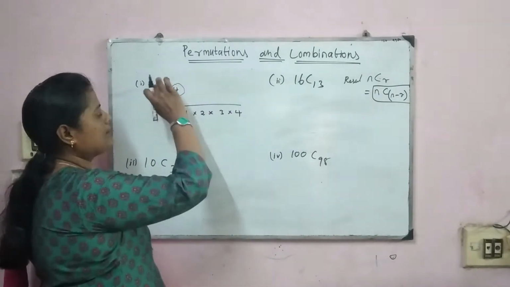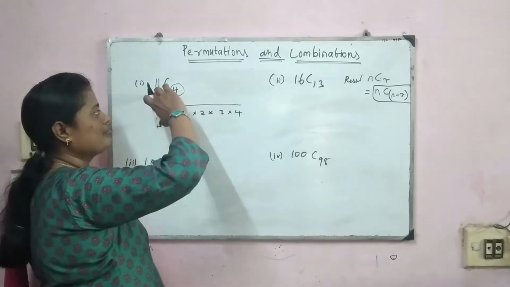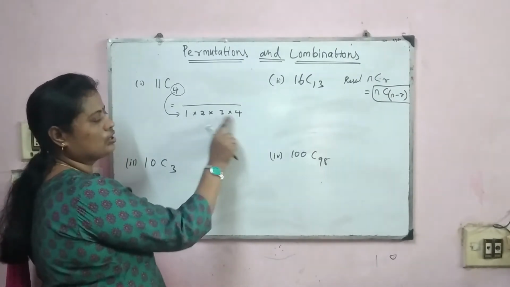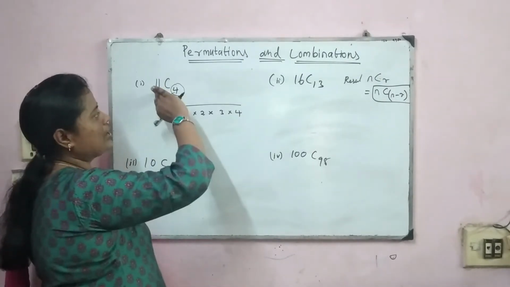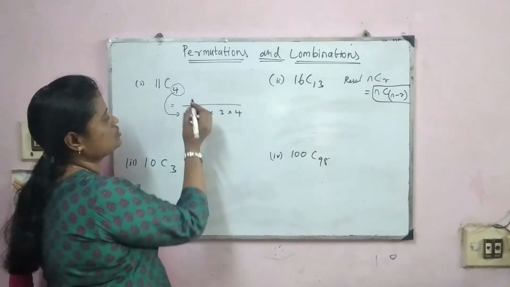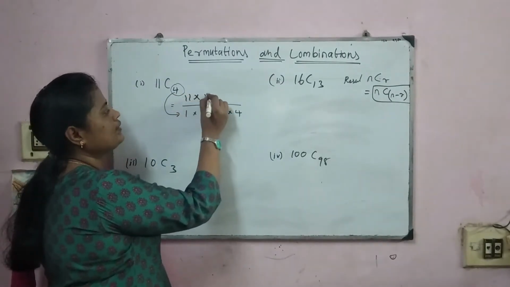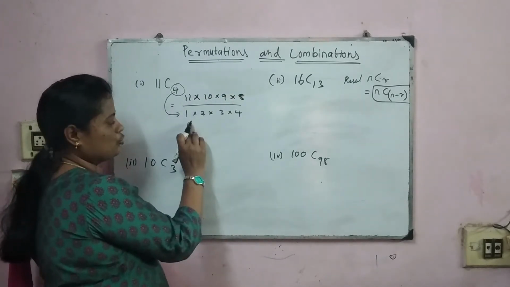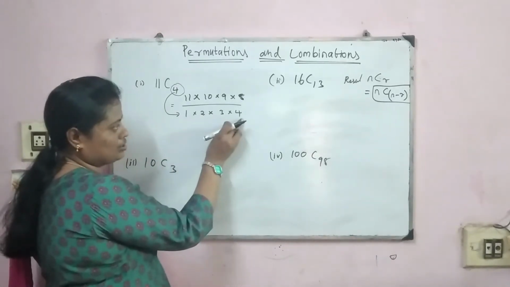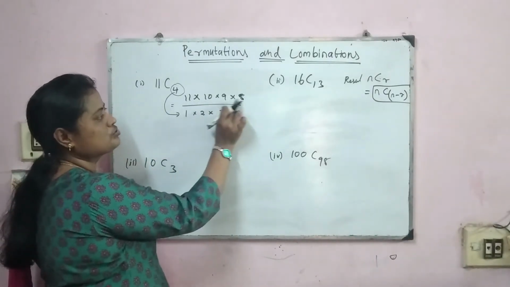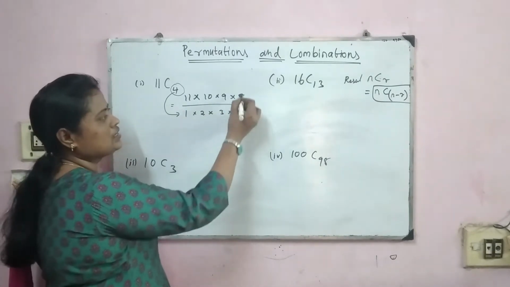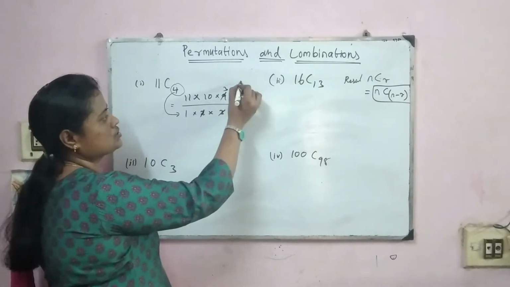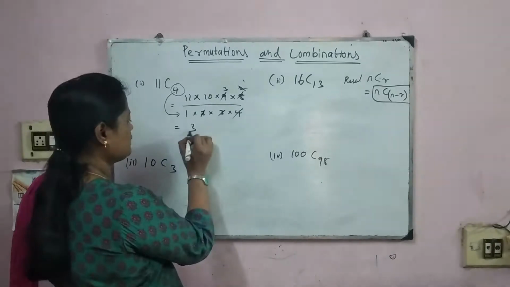And the numerator you have to write in decreasing order from 11, only 4 digits, because in the denominator we have 4 values. So similarly you have to write 4 digits from 11: 11 into 10 into 9 into 8, that's all. The number of terms in the denominator is 4, and in the numerator also 4. Then you just cancel, or otherwise you can use your calculator for calculating these numbers. The final answer will be 330.